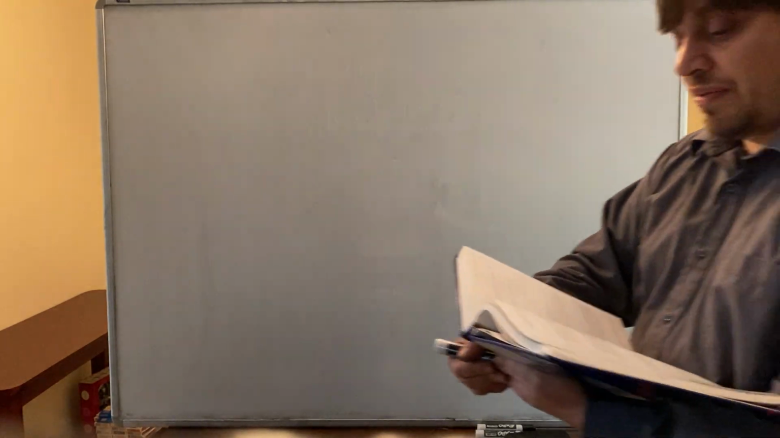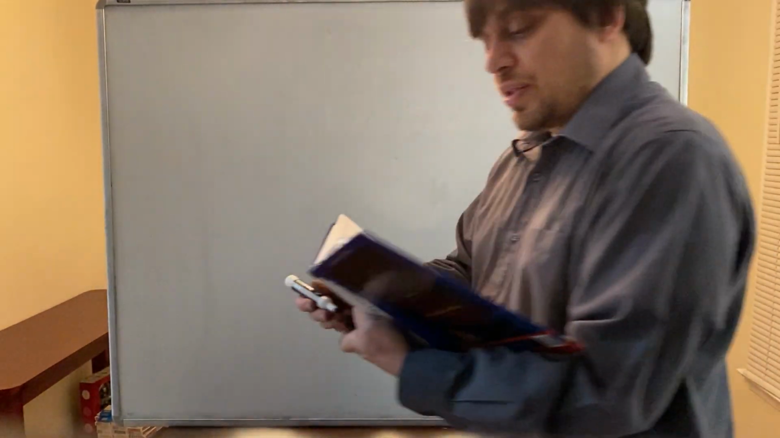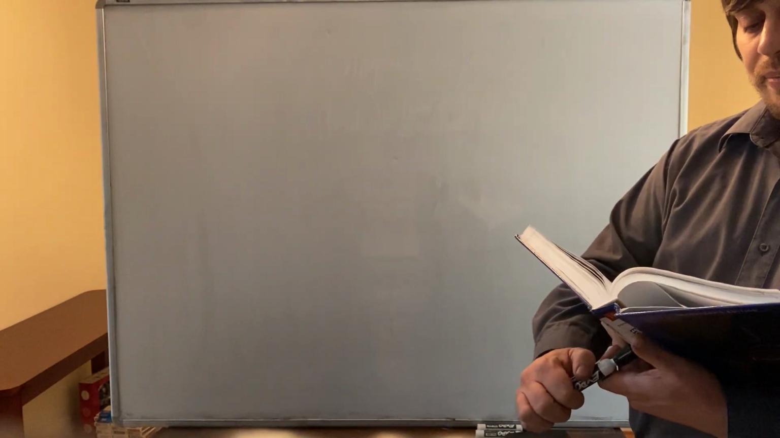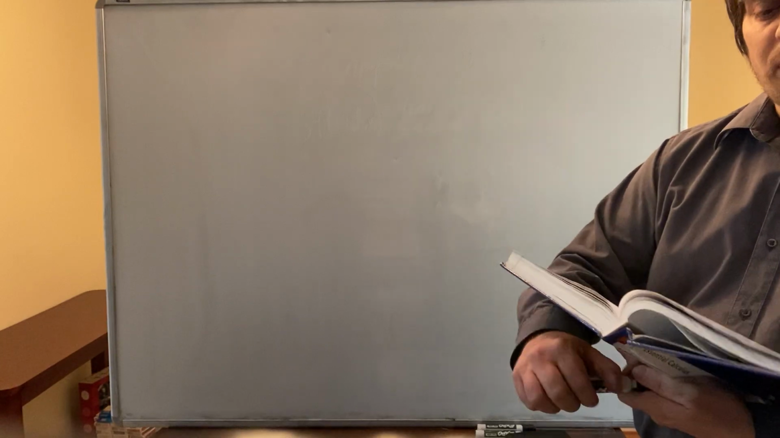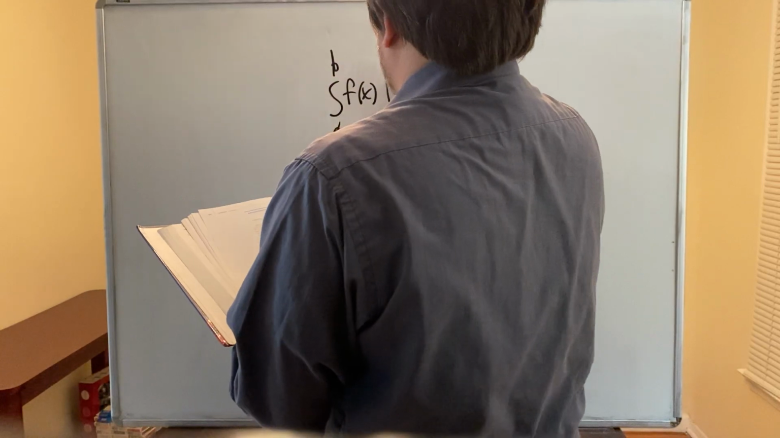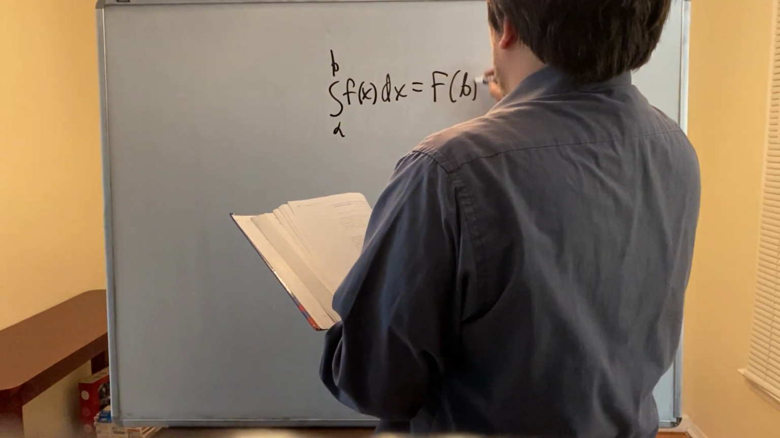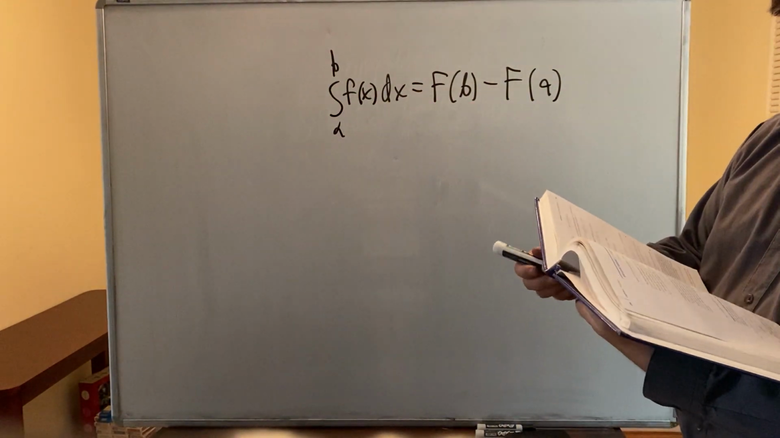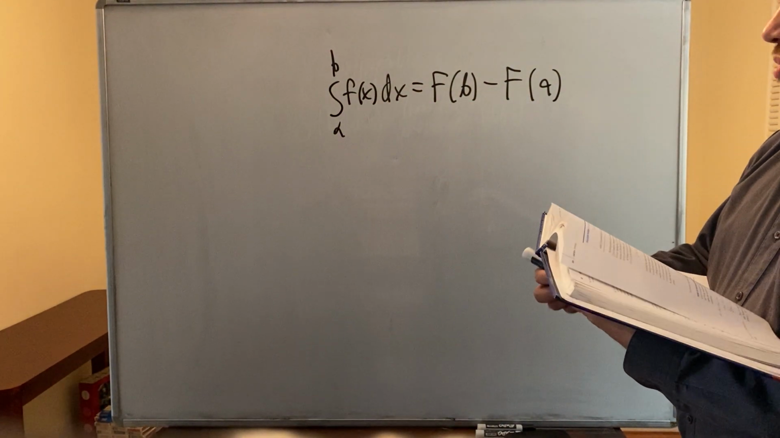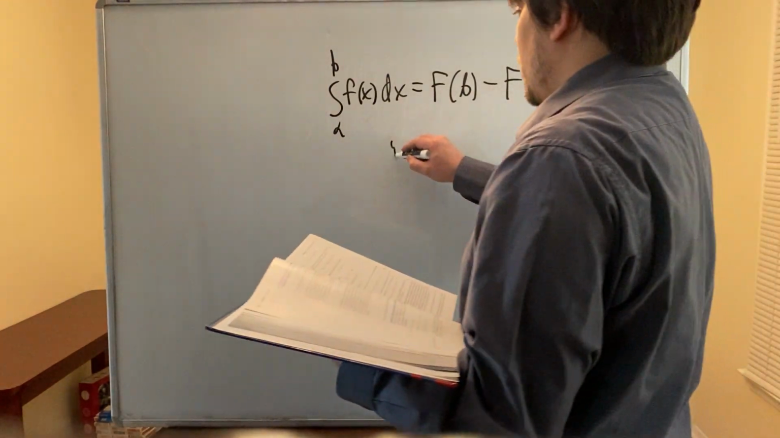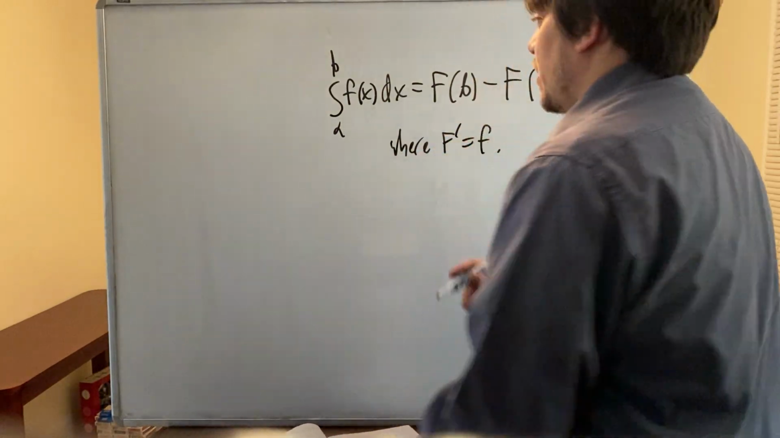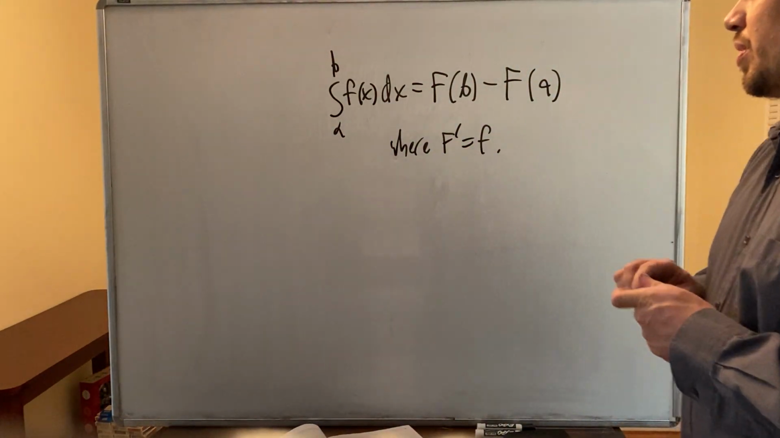In 4.3, they introduced the evaluation theorem. And so the evaluation theorem says if f is continuous on an interval a comma b, then the definite integral from a to b of f of x dx is equal to capital F of b minus capital F of a, where capital F is any antiderivative of little f, that is capital F prime equals little f. Okay, so that's the evaluation theorem. That's also part of the fundamental theorem of calculus.